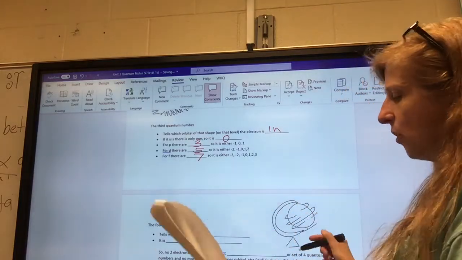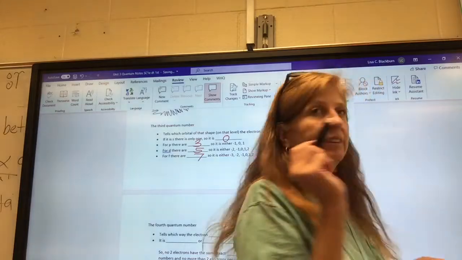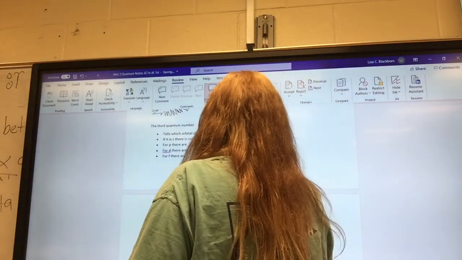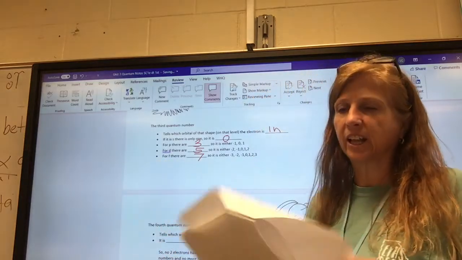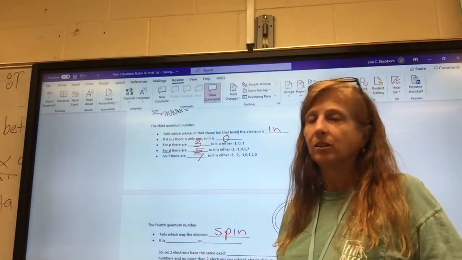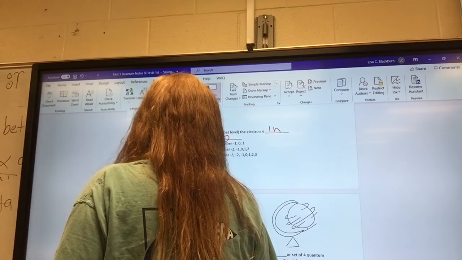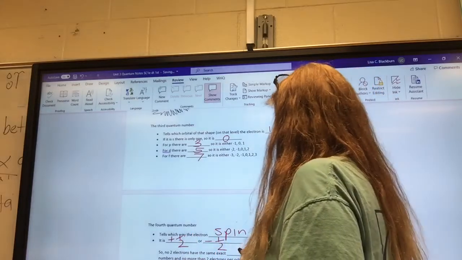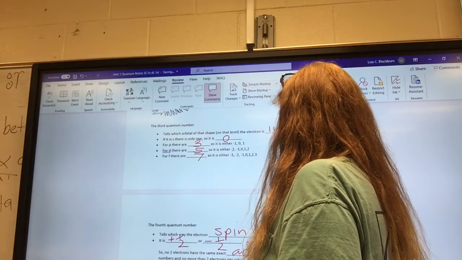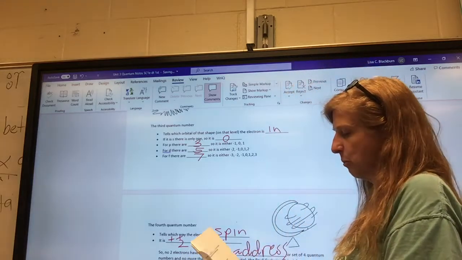Okay. For the fourth quantum number, it tells which way the electron spins. Tells which way it spins. And what is the number either? +1/2 or -1/2. So no electrons have the same address, or set of 4 quantum numbers.